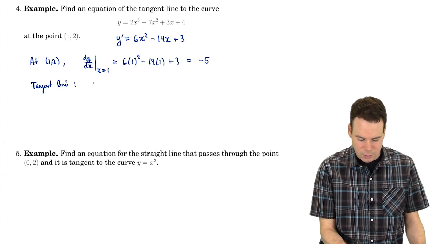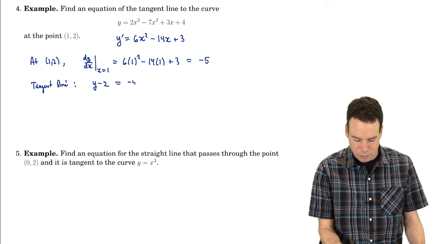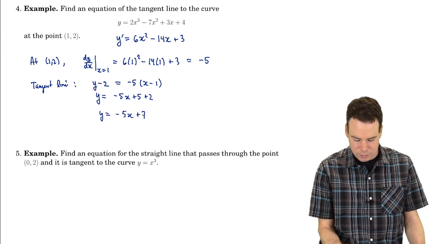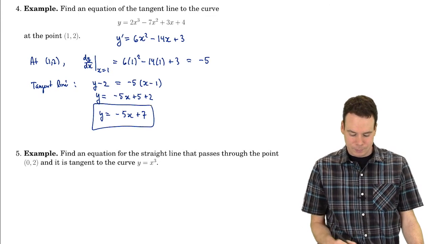Our tangent line is y minus the y coordinate of the point you know is equal to the slope times x minus the x coordinate of the point you know. Or in other words, it's y is equal to negative 5x plus 5 plus 2, or y is equal to negative 5x plus 7. And so there's the equation of the tangent line.